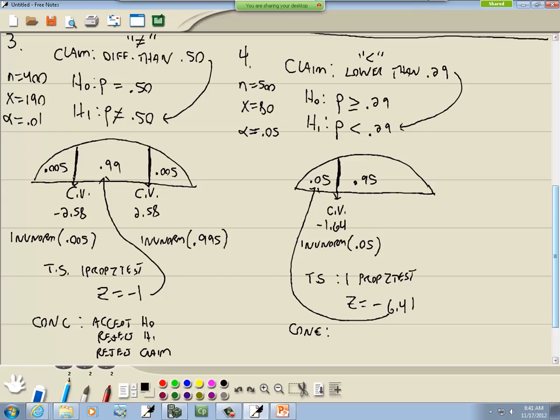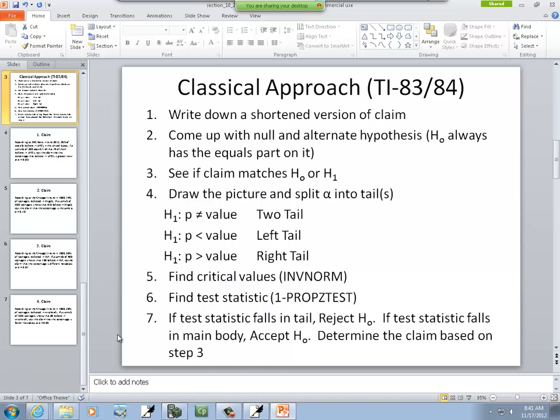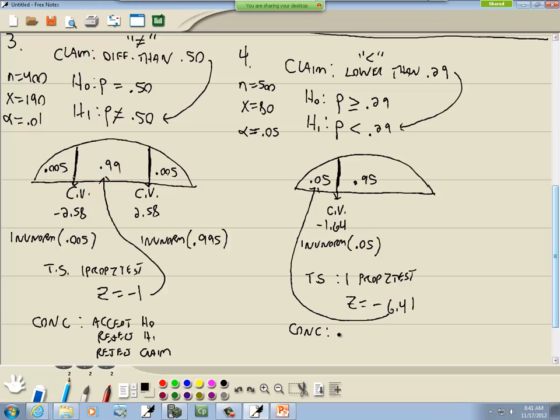So for our conclusion, we're going to reject H naught. Test statistic falls in tail, reject H naught. That means we'll accept H1. And our claim matches H1, so whatever we say about H1 is what we say about our claim. So we accept our claim.